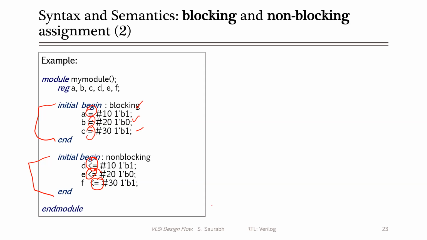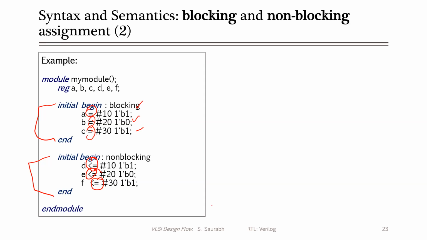Okay, just hold on. A, B, C is blocking. It is not non-blocking, sorry. Blocking assignment. Yes, sir. Go on. A will be after 10 nanoseconds, B after 20 nanoseconds, and C will be after 30 nanoseconds. Tell me the exact time when B will be updated and C will be updated.